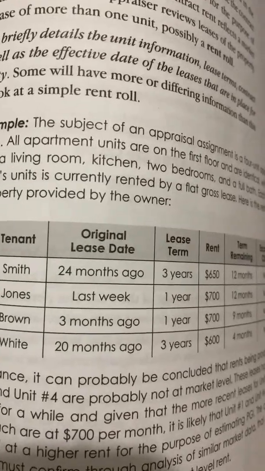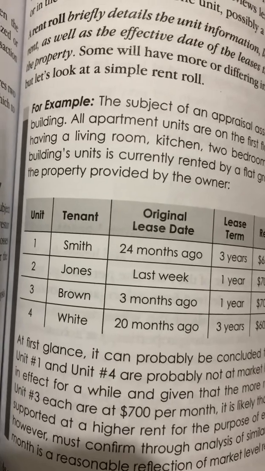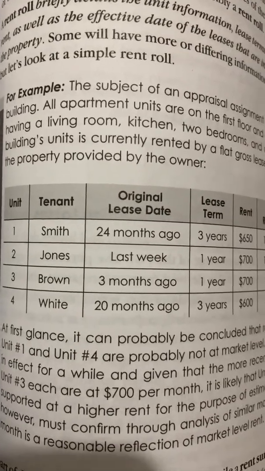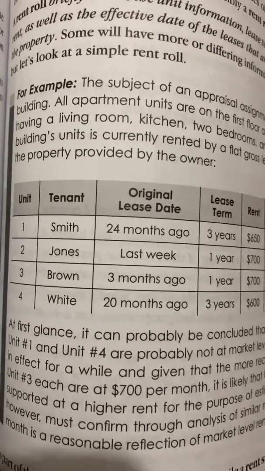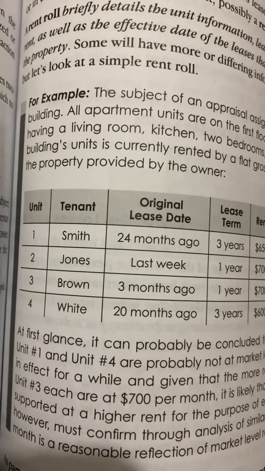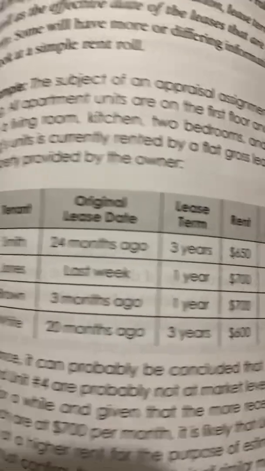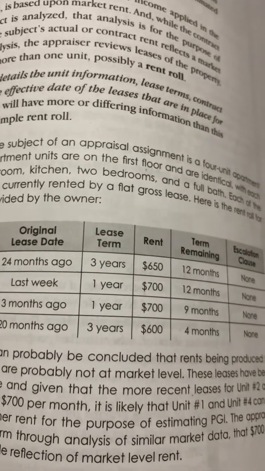The next section of the grid is the original lease date. For Unit 1, tenant Smith, it was 24 months ago. For Unit 2, tenant Jones, it was last week. For Unit 3, tenant Brown, it was 3 months ago. And for Unit 4, tenant White, it was 20 months ago. The next part of the grid is lease term. For Unit 1, Smith, it was 3 years. For Unit 2, Jones, it was 1 year. For Unit 3, tenant Brown, it was 1 year. And for unit number 4, tenant White, it was 3 years.